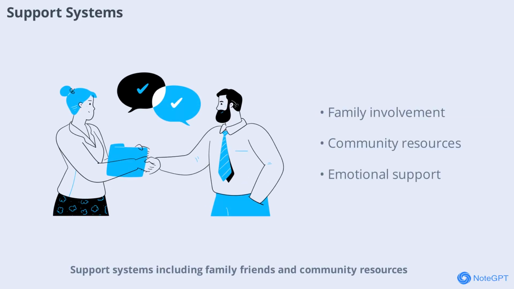Support systems, including family, friends, and community resources, are essential for stroke recovery. Emotional support, assistance with daily activities, and encouragement can make a significant difference in a patient's rehabilitation journey. Connecting with support groups and rehabilitation services can provide additional help and motivation.